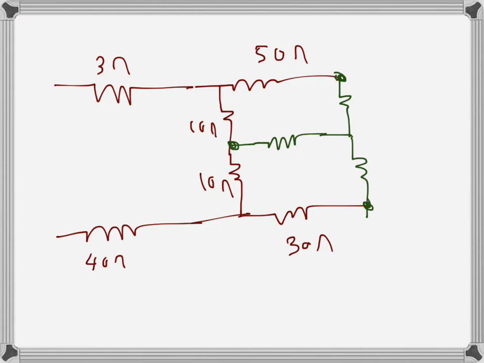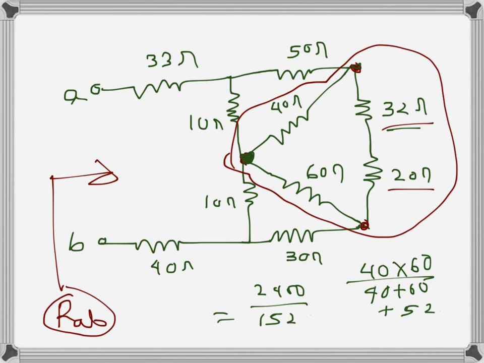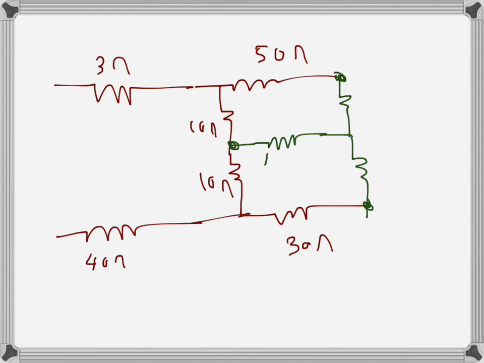So now we have to look at the values. For this node, the resistance connected here when converting into Y will be 40 times 60 divided by the sum, 40 plus 60 plus 32 plus 20. Because these two are just in series, that is 52. So it becomes 2400 divided by 152, which is almost 15.79 ohms. So that is the Y value here.